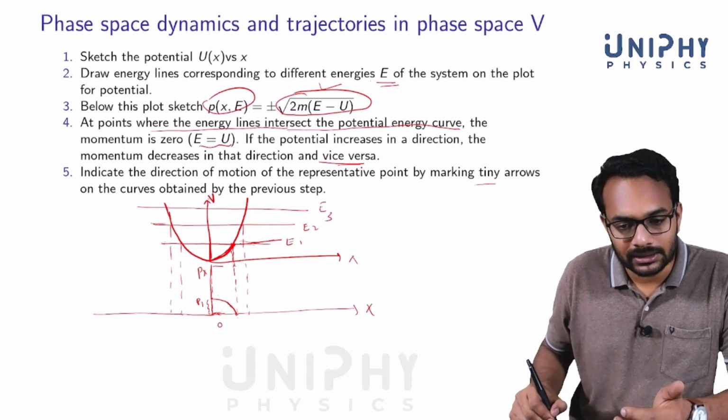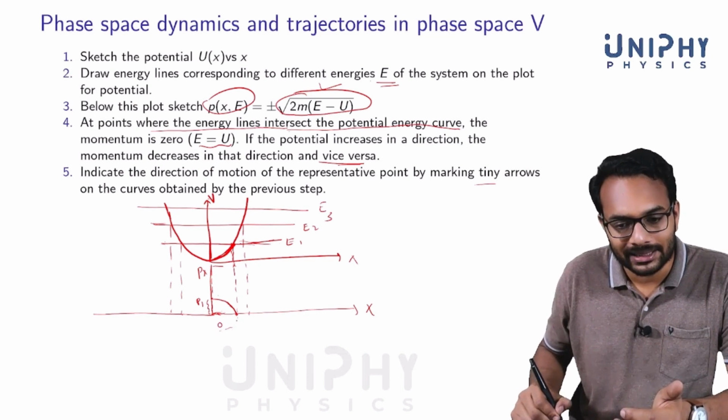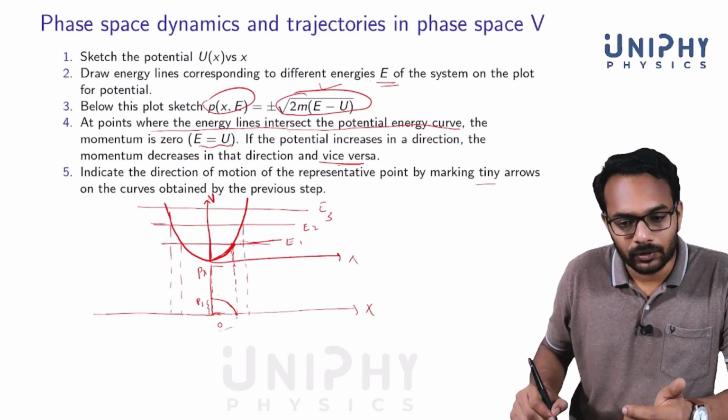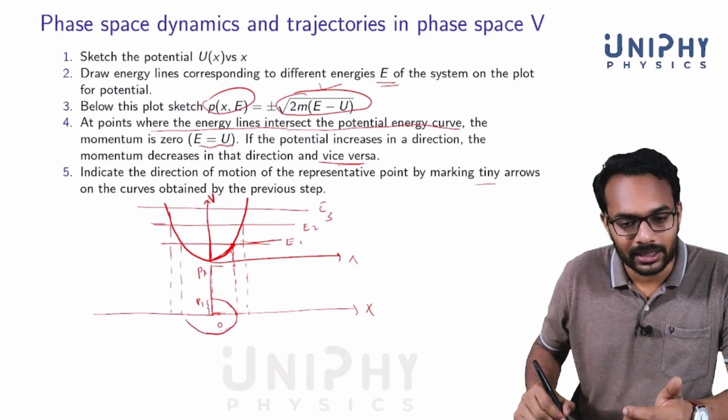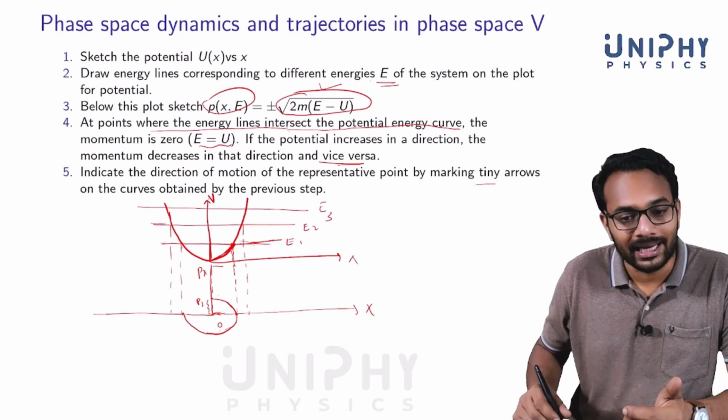Now what happens? You just have to continue. If you go back in this direction, from positive x towards 0, you see that the potential energy is decreasing. So the momentum will start increasing in the opposite direction. Then it will encounter this point where again the potential starts increasing and the momentum starts decreasing, and at this point the momentum becomes 0.